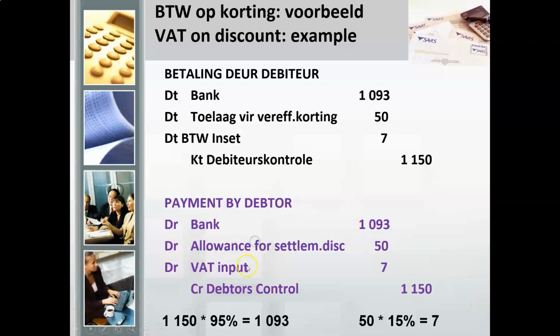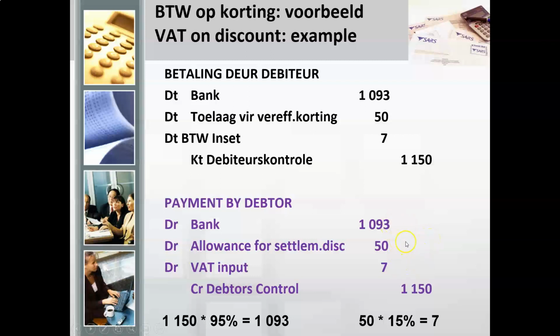Out of my debtors account, I want to clear the full invoice outstanding amount of 1150. What is the difference between the 1150 and the 1093? The settlement discount that we utilized. That one, 1150, includes VAT. So the difference between the two, 1150 less 1093 equals 57, is the VAT inclusive amount.